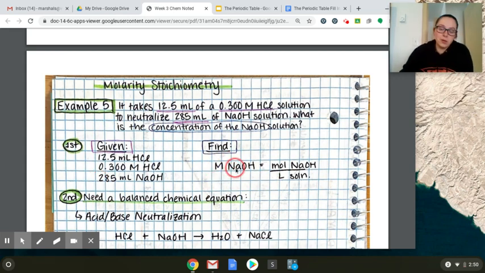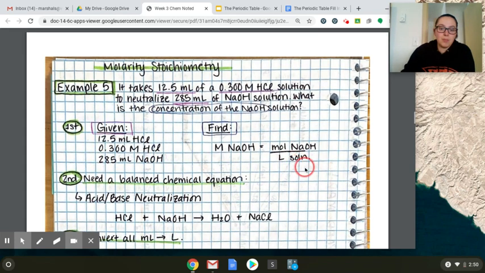Now, what's helpful is that when we break apart molarity, or our concentration of NaOH, we know that that's moles of NaOH per liters of solution. Lucky for us, we already have our liters of solution here. So what we really need to calculate is our moles of NaOH. But before we can even do that, we need a balanced chemical equation.